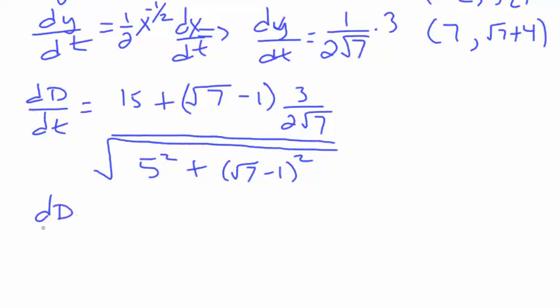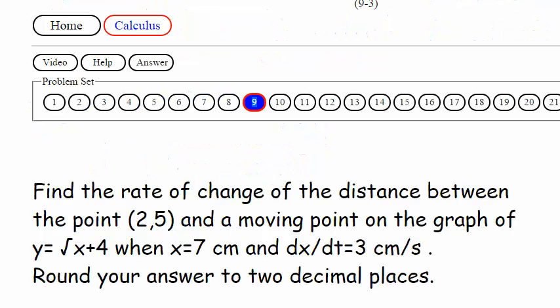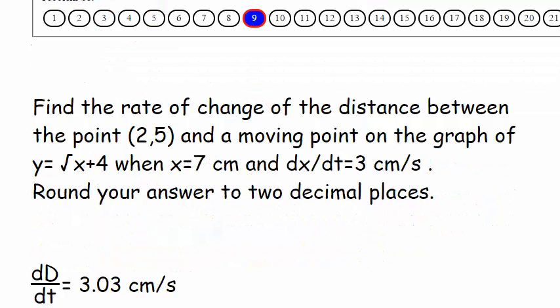dD over dt is approximately, and we round to 2 decimal places, I'm getting 3.026, so 3.03, and of course this is centimeters per second. Centimeters per second. And if it's not right, I'll be deleting this video and having to redo it again. Oh my god, thank God. Tell you what. Anyway, dD over dt is 3.03 centimeters per second.